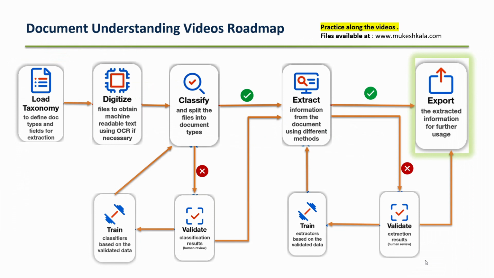So this was our complete document understanding video roadmap, and this is also the complete set of document understanding stages. In the previous videos, we have already covered all of the stages except the one highlighted in green, which is the export. So today in this video, we are going to see how the export happens once we have validated the extraction result and once the information is extracted.